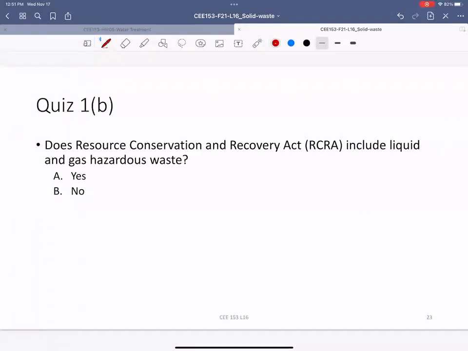All right, next question. Does the Resource Conservation Recovery Act include liquid or gas hazardous waste? Because it says solid waste. I didn't really mention it clearly, I skimmed over it, so you can answer based on what I spoke. But that's a good thing, you can clarify. So I'm asking, does the Resource Conservation Recovery Act, RCRA, talk about solid waste, and does solid waste also mean anything liquid or gas? Raise your hand if it is yes.